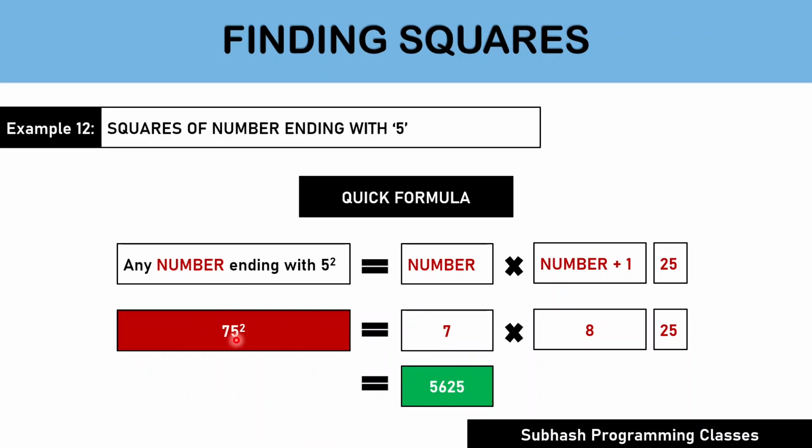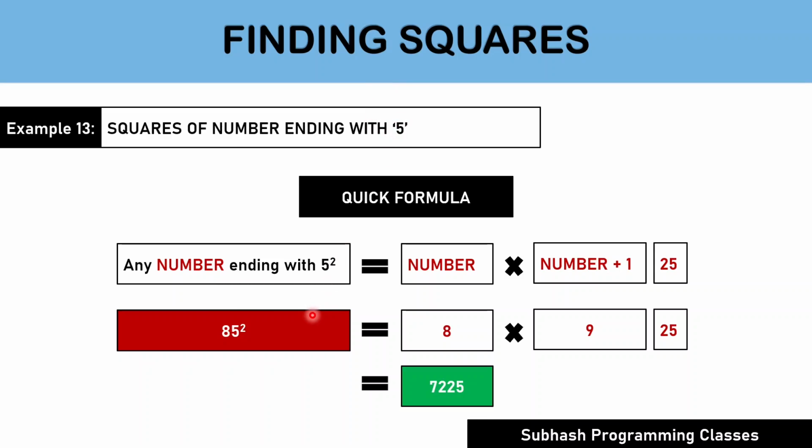Now, to explain once again, any number ending with 5 square, right? By saying this sentence, we can easily understand that the number that ends with 5 is 7. Replacing the 7 wherever number is there, the number becomes 7 and number plus 1 becomes 8. Therefore, 7 multiplied by 8 is 56, which when followed by 25 becomes 5625. And this is a shortcut method to find the square of a number that ends with 5, that is, any number that ends with a 5.